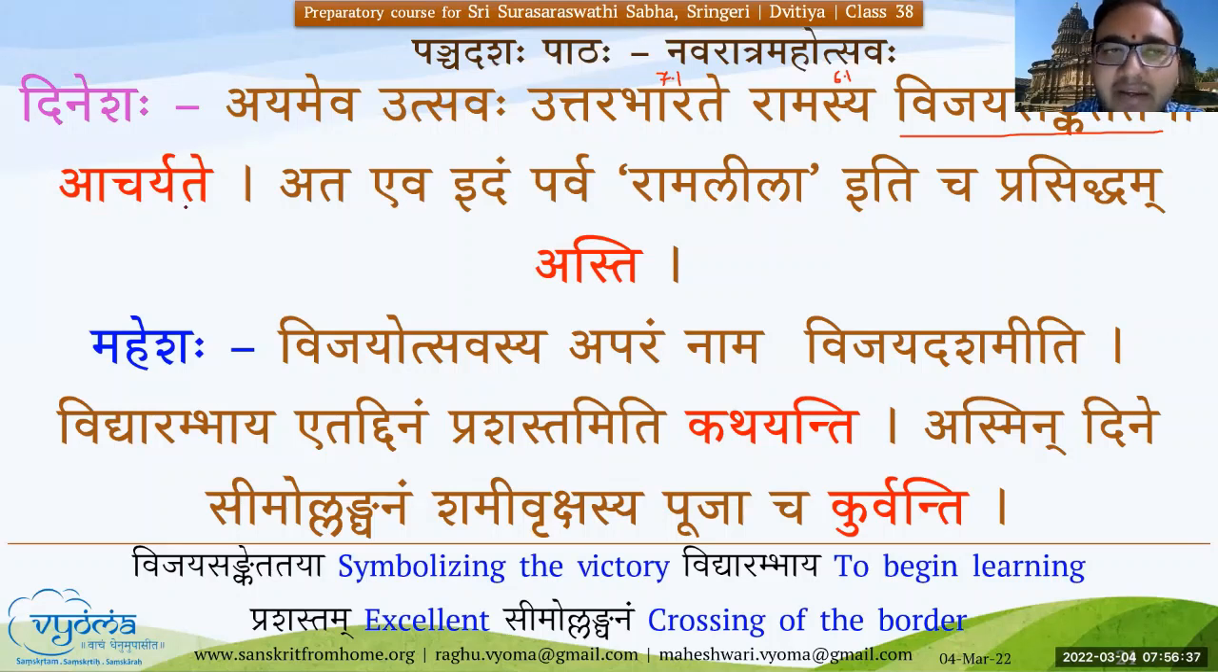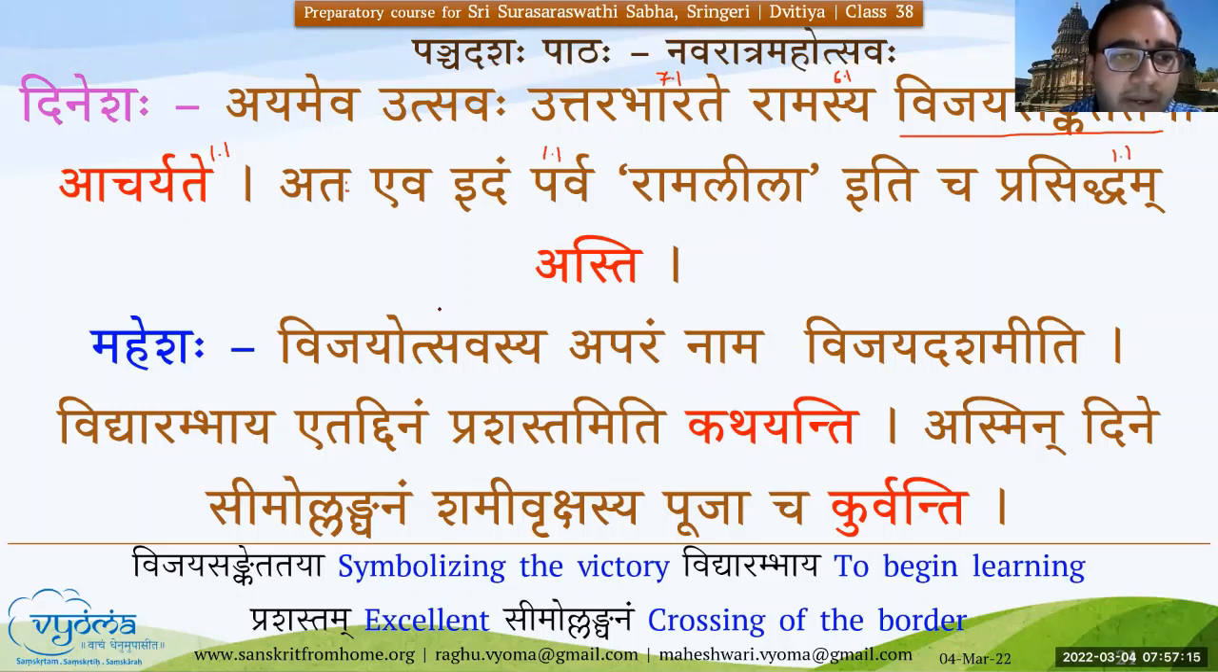Acharyate, as I said, is again in the passive voice. It's Pratama Purusha Ekavachanam. Utsavaha Acharyate. Ataha eva, there's a Visarga Lopa. Idam Parva Ramalila Iticha Prasiddham Asti. See now, Parva Prasiddham Asti. If it was Utsavaha Prasiddhaha Asti, as we saw in the previous sentences, now you can correlate and understand it in full. So idam parva is all in Pratama Purusha Ekavachanam. Prasiddham asti. This is famous as Rama Leela also.